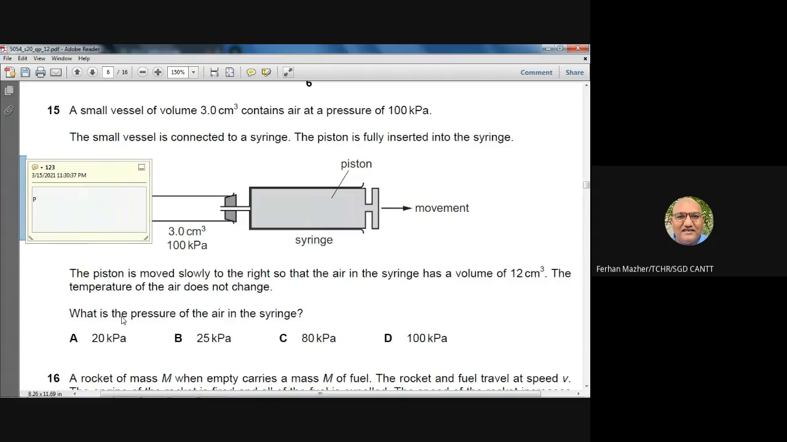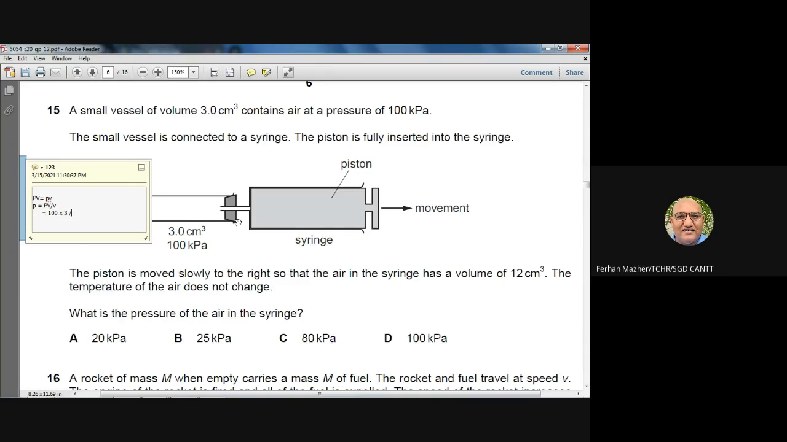So P1 V1 equals P2 V2. I want to find out P2. So it will be P1 V1 divided by V2. Okay, so just put the values. The capital P1 is 100 multiply the V1, which is 3, and divided by, now V2 is very tricky.